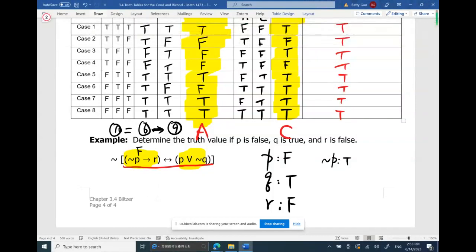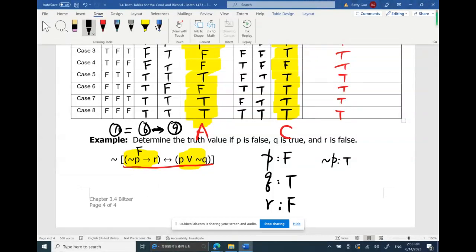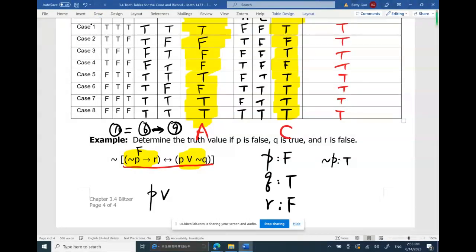Now let's do the second piece in the biconditional. You might think this is so troublesome. You don't like it. You have to take test 1. A lot of the questions in test 1 are from chapter 3. So you need to study and learn the content.